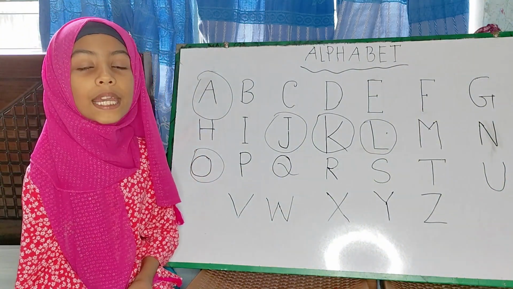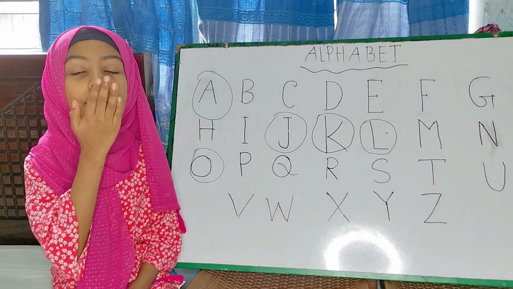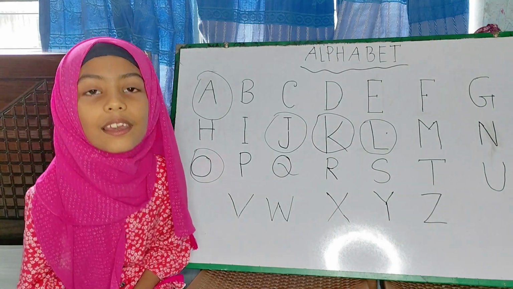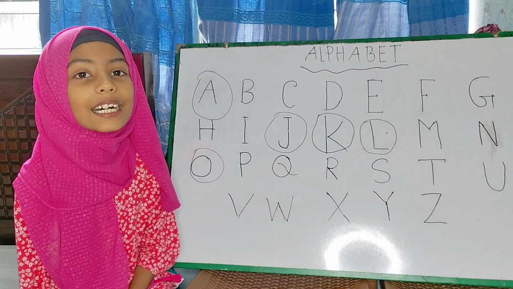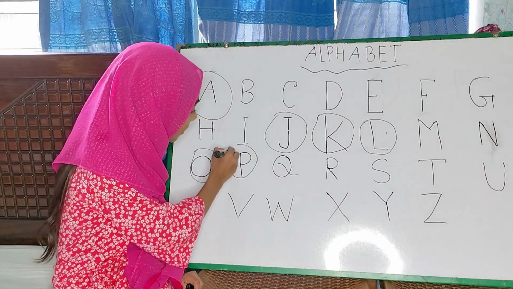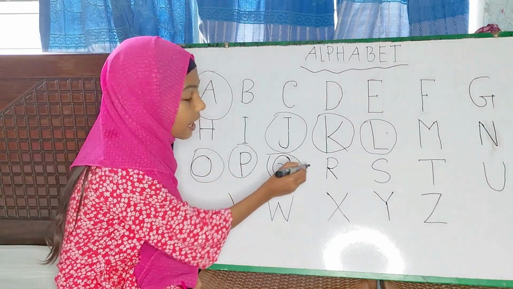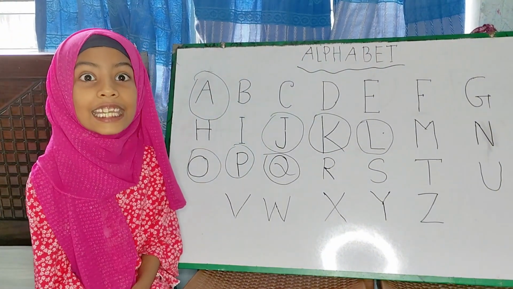This is P. P. This is Q. K. Q. I'm circling this letter. R. Simple. S. T.